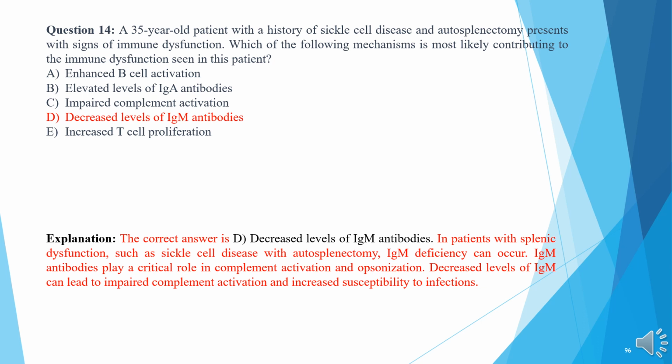In patients with splenic dysfunction, such as sickle cell disease with autosplenectomy, IgM deficiency can occur. IgM antibodies play a critical role in complement activation and opsonization. Decreased levels of IgM can lead to impaired complement activation and increased susceptibility to infections.